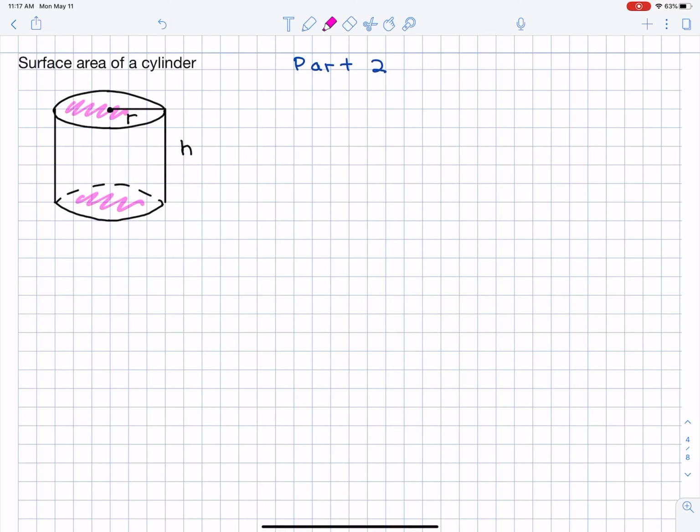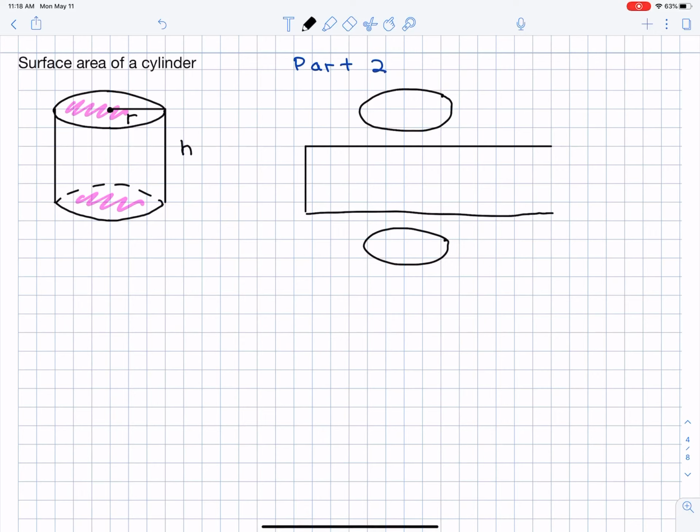So imagine for a second that we were to unwrap this. Ignore the bases for a second. I'm going to pull this apart. So we have a base on top, a base on bottom, and then we unwrap the cylinder. Not drawn to scale, of course, but it might look something like this. Some sort of rectangle.